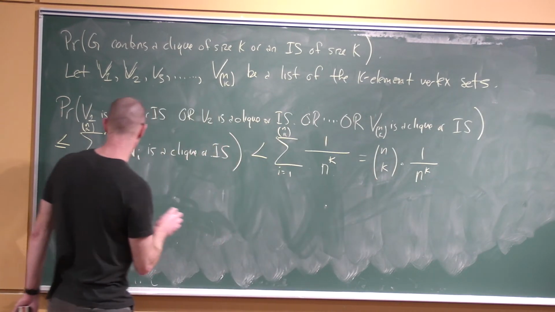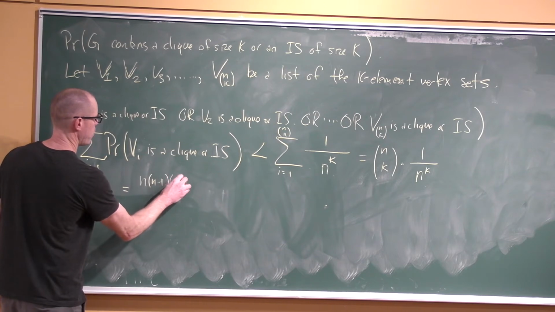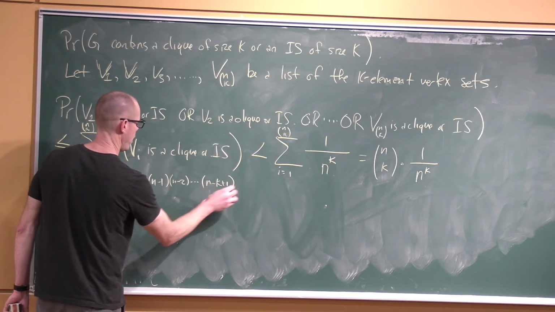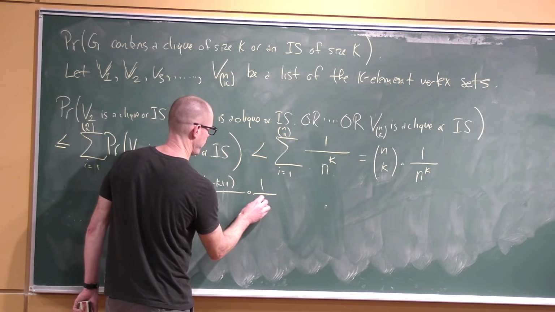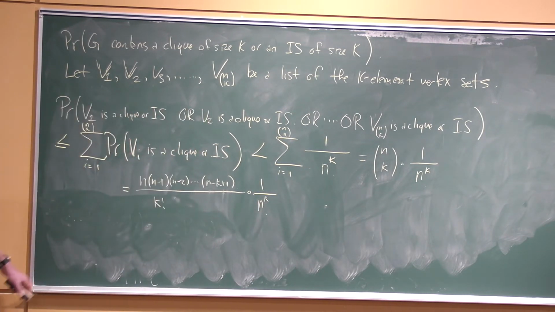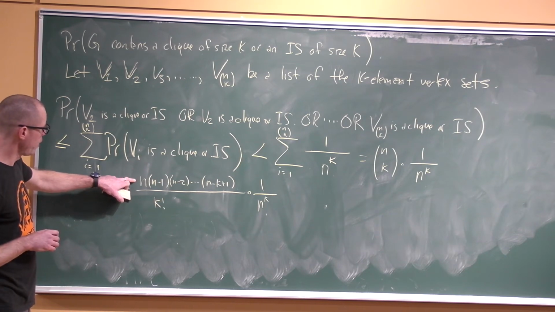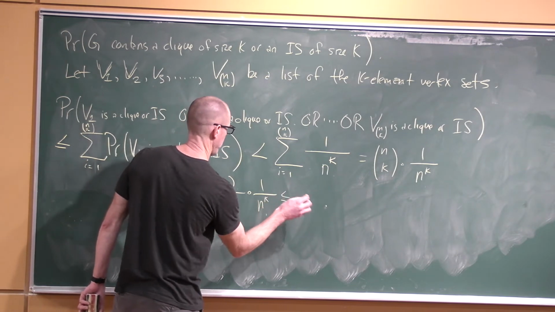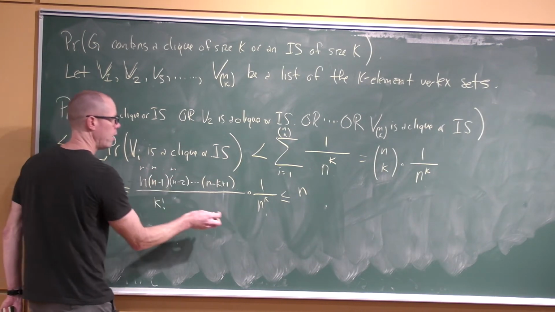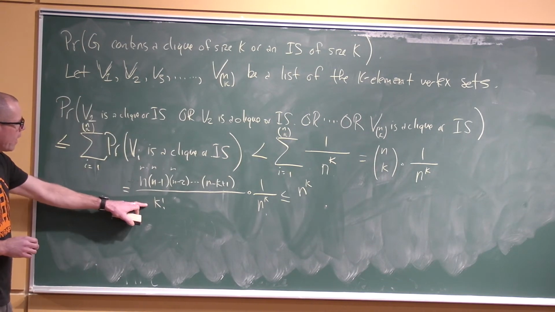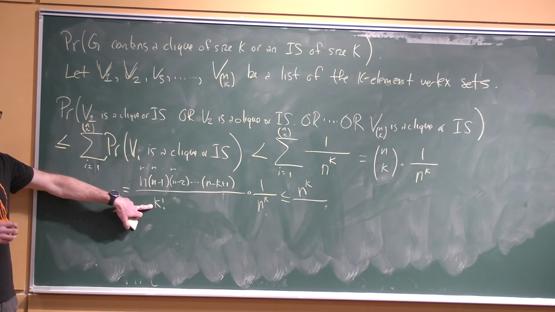Now n choose k is n times n minus 1 times n minus 2 up to n minus k plus 1, over k factorial. We've still got a 1 over n to the k. On top here, if I replace all of these by n, I'll just get something bigger. So instead of n times n minus 1, n minus 2, if I just say n times n times n, I get something bigger. I'll get n to the k. On the bottom, if I don't even bother dividing by k factorial, then I will get something bigger.